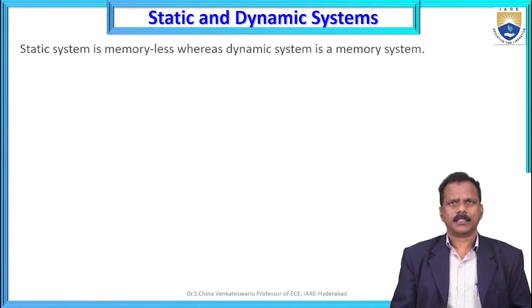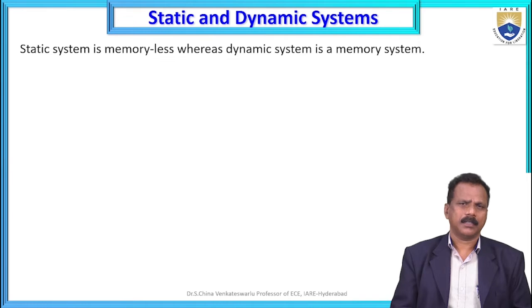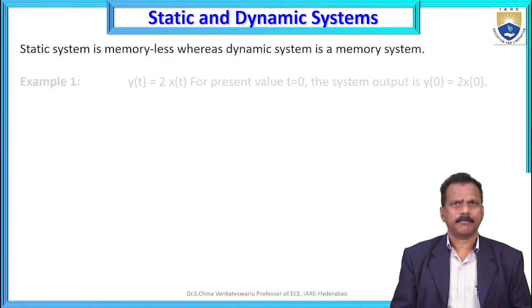How? A static system is memoryless, whereas a dynamic system is a system with memory. We know the importance of memory and memoryless. In a memory system, we can store and recollect data and retrieve it. In a memoryless system, there is no storage and no retrieval of data.